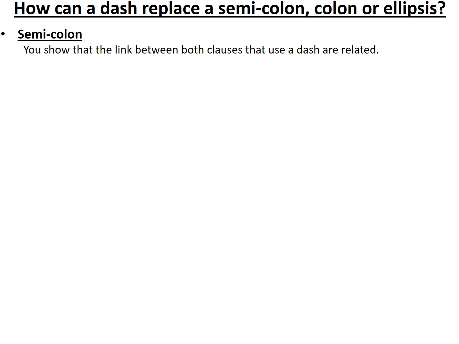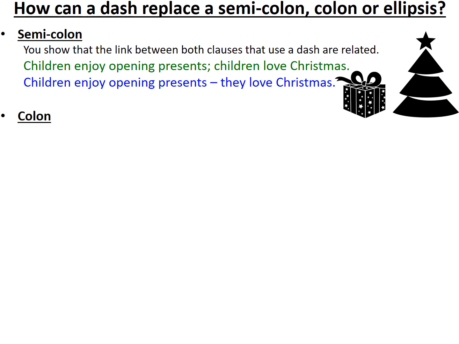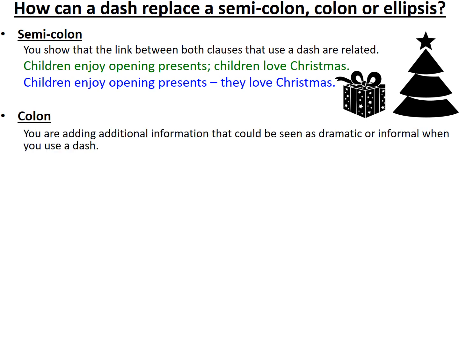For example, children enjoy opening presents; children love Christmas. That is grammatically accurate. But if I wanted to replace the semicolon with a dash to show more excitement, I could change it as follows: children enjoy opening presents - they love Christmas.